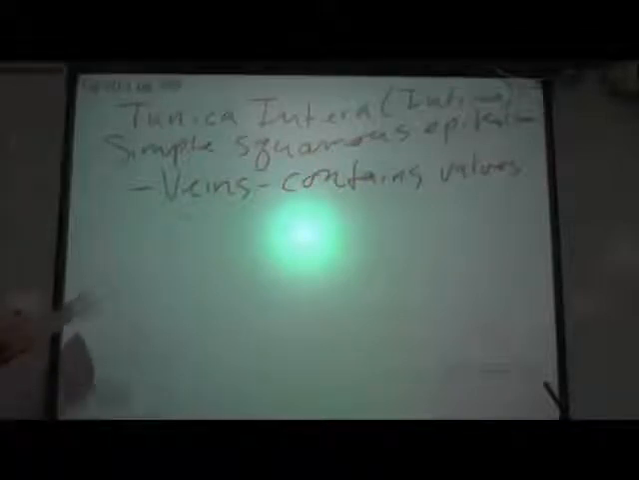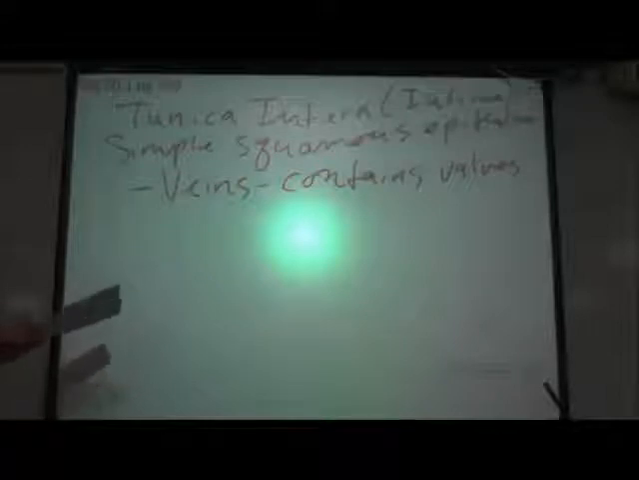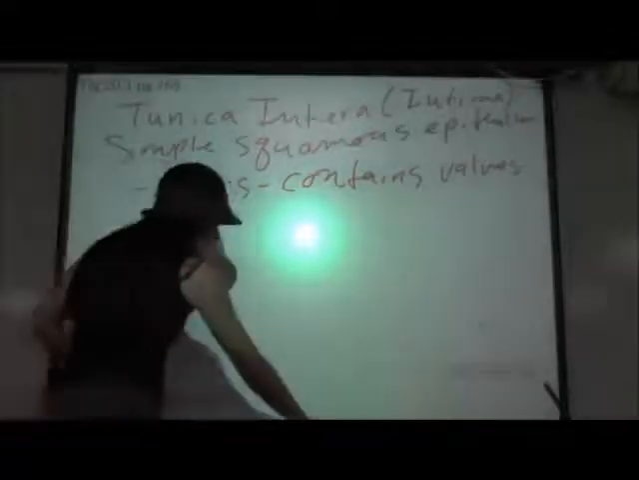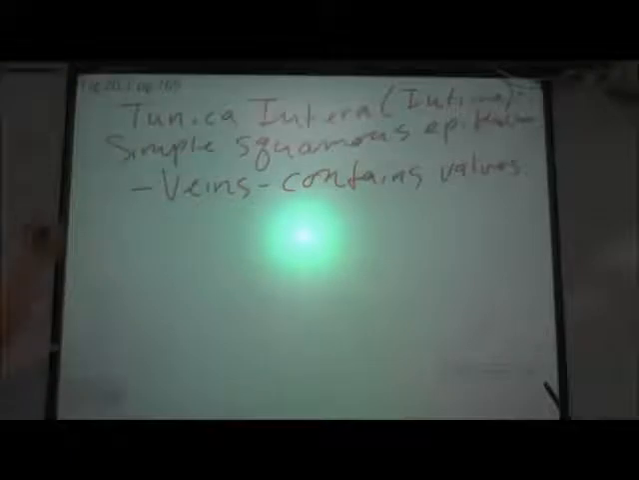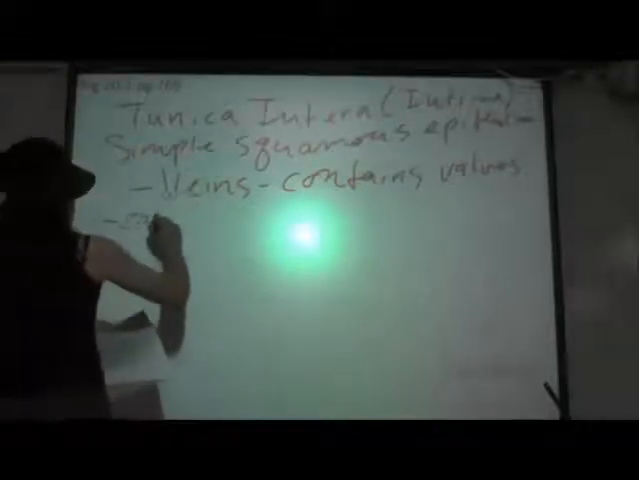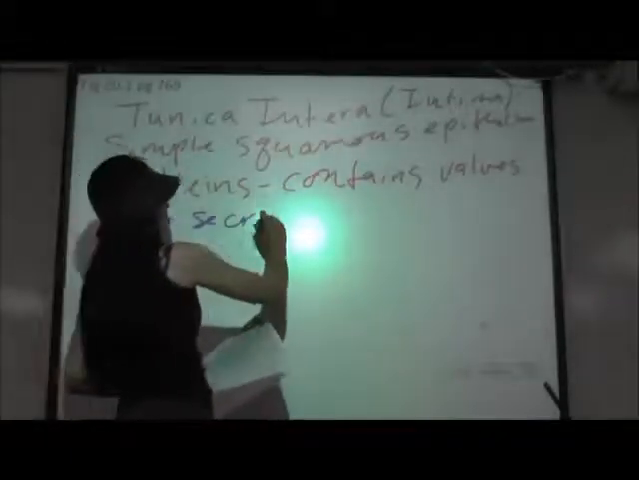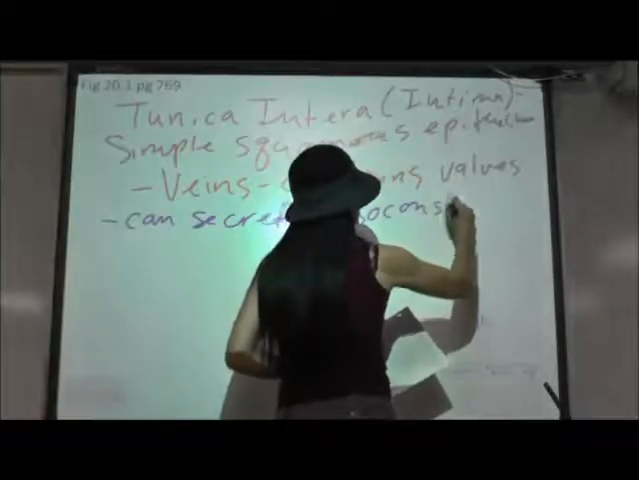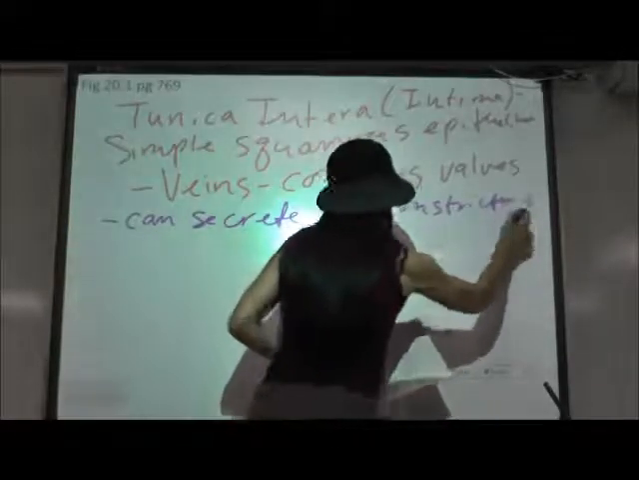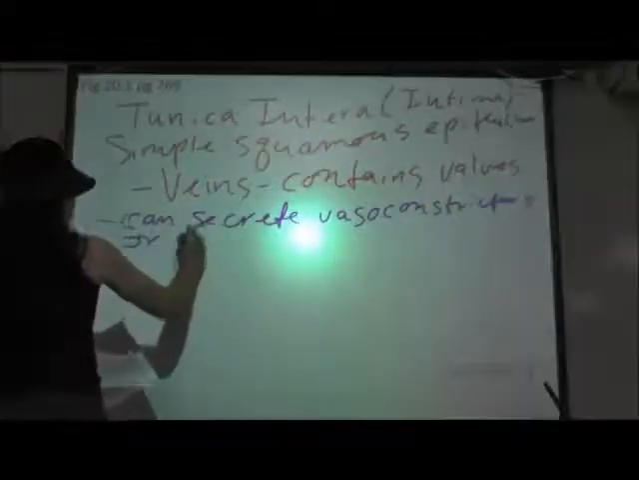So this layer is going to be selectively permeable to small solutes like our respiratory gases, glucose, and things like that. Some other things about this layer is that it can actually secrete chemicals that help with vasoconstriction or dilation. So it can secrete vasoconstrictors or vasodilators.